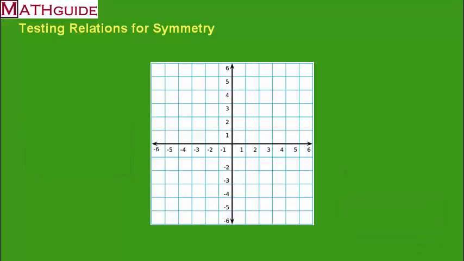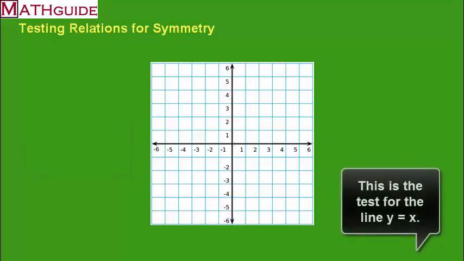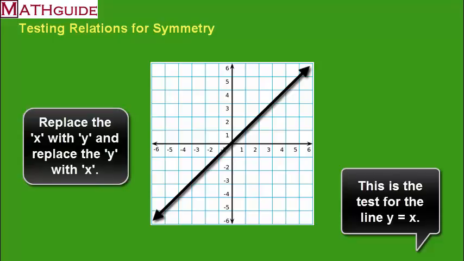All right, there's another test we look for, and that is for the line y equals x. So for the line y equals x, we replace y and x. As a matter of fact, we actually switch x and y. So wherever the y is, we replace it with the x. Wherever the x is, we replace it with the y. That's how that test works.